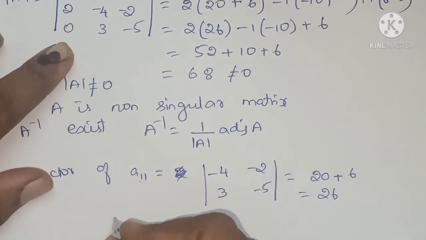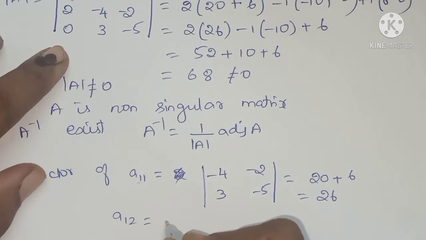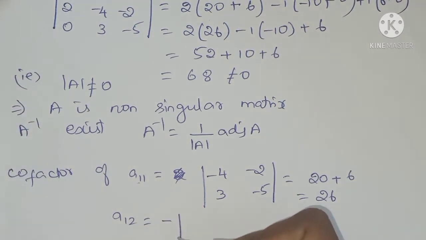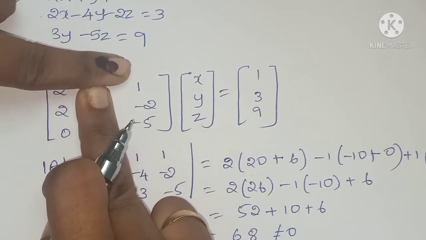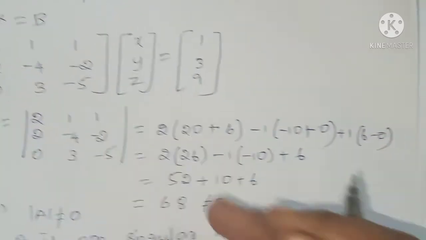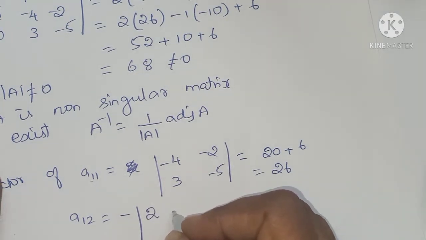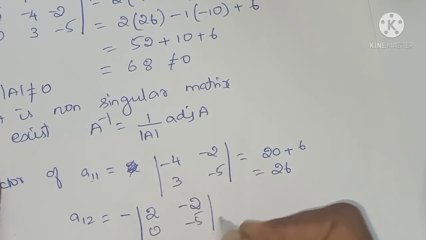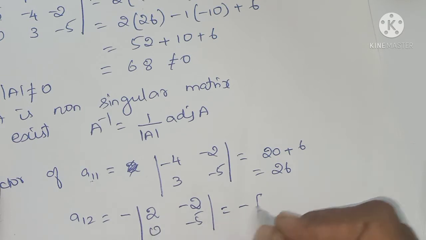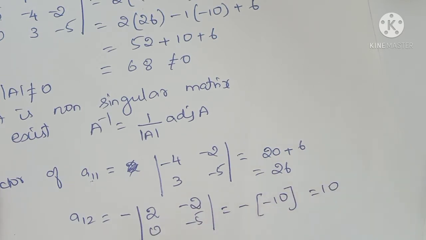Next one, A12. A12 is equal to 1 plus 2 is 3. It is an odd number, so put a negative sign. So hide the first row and second column. So we get 2, minus 2, 0, minus 5. So this is equal to minus of 2 into minus 5 minus 0. This value will be 0. So this is equal to 10.